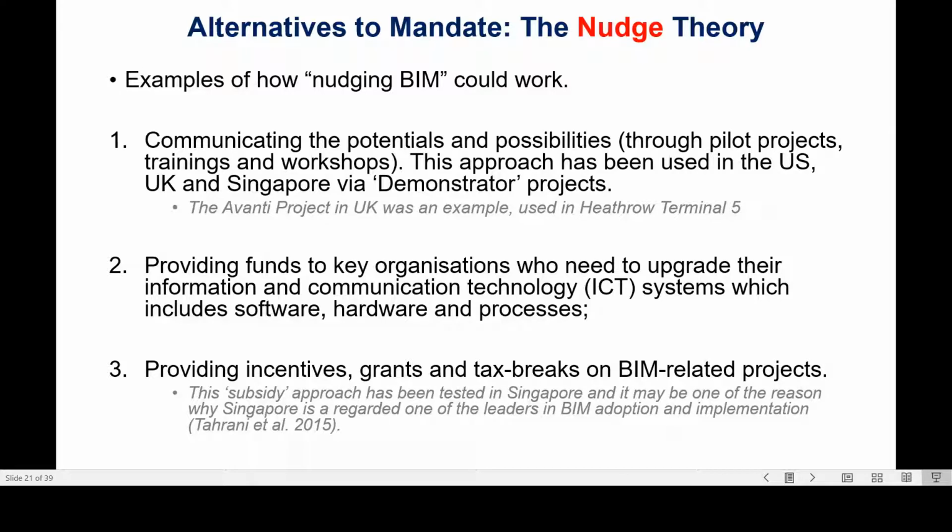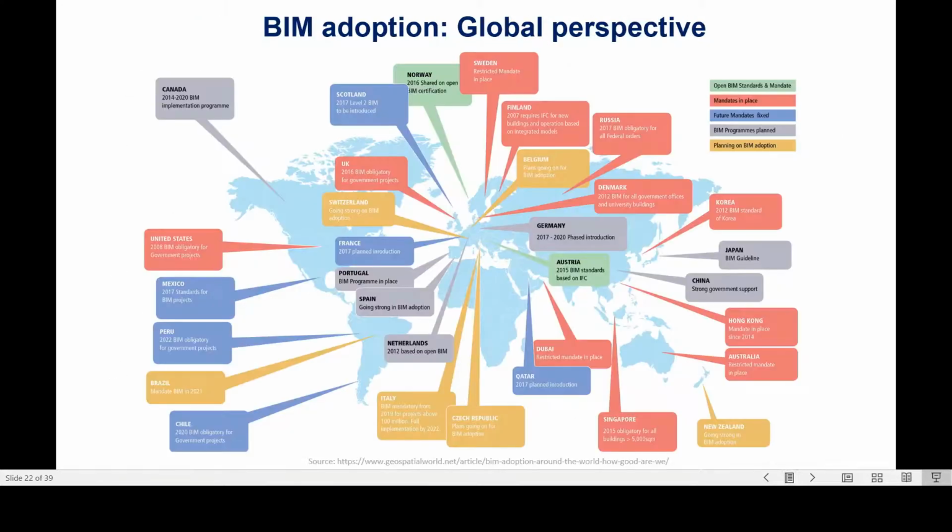Another way is to provide incentives, grants and tax breaks on BIM-related projects. If you had some projects where you could say, you know what, guys, we know this is a private sector project, but it's so important to the national economy that if you were to use BIM, for example, we will give you some tax breaks. It's been shown through some research that the subsidy approach has been used a lot in Singapore, and it's one of the reasons why the country is regarded as a leader in BIM adoption.